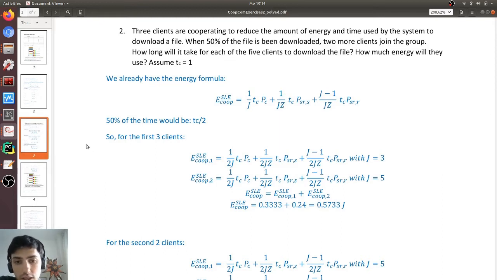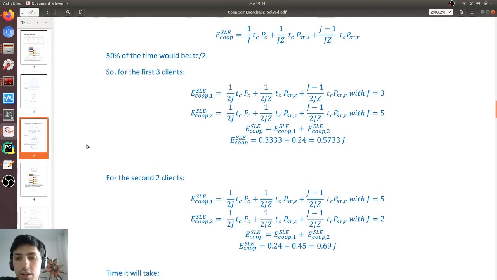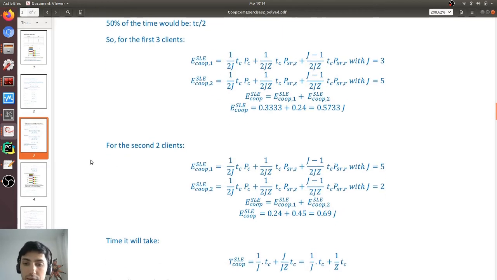Now if we go to the second two clients, it's more or less the same, but in the beginning we will have J equals 5 because we will have 5 clients. Then when this 50% of the file from the other 3 clients is finished, we will only have 2 clients. So in the end we add this up and we get that the energy consumption is 0.69 joules.